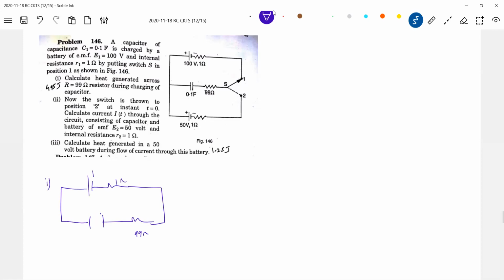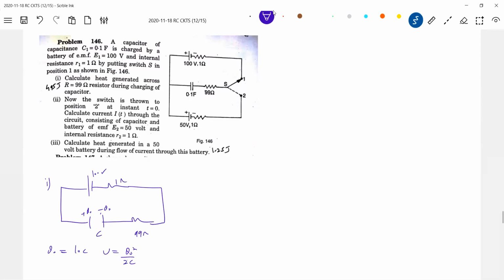The values are 99 ohm, 1 ohm, 100 volt, and the capacitance. So it will have a charge minus Q naught, plus Q naught. We'll calculate Q naught. Q naught should be equal to 10 coulombs. Then half of the work done by the cell will be stored in the capacitor.